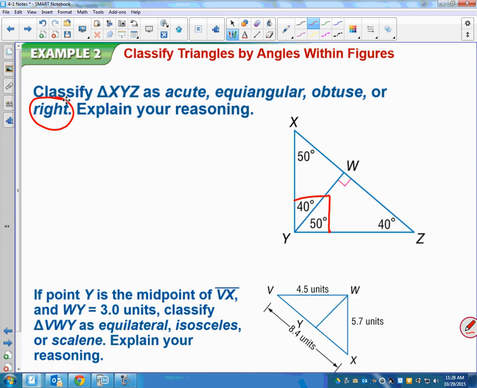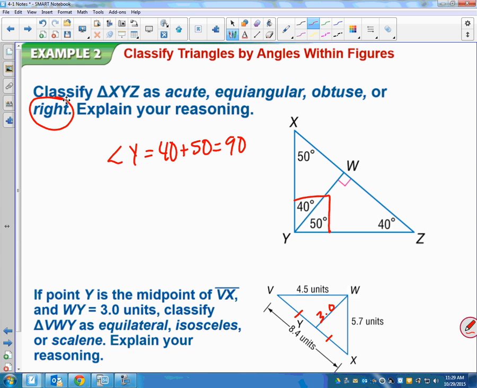We could really do, like if we were going to prove this, right, proof, we could do the good old angle addition postulate and say that angle XYW plus angle WYZ adds up to the whole thing. But I'm okay if you just say angle Y equals 40 plus 50, which equals 90, right? I'm okay with that as an explanation. It doesn't say prove, it just says explain. So what about this one? It says point Y is the midpoint of VX. So that's telling us that these 2 are congruent to each other. And that WY equals 3 units.